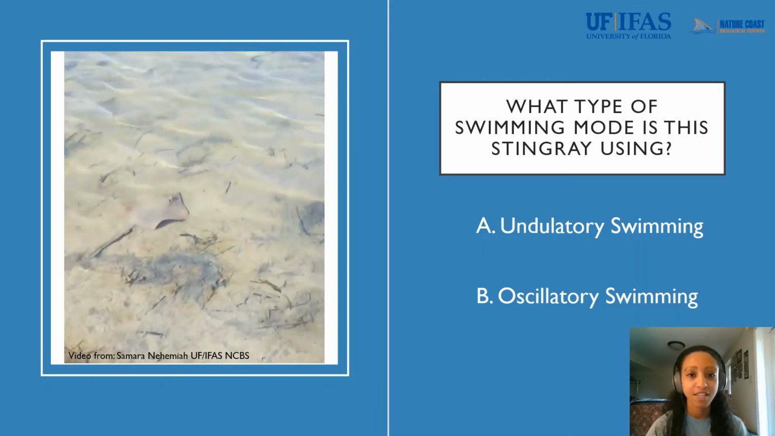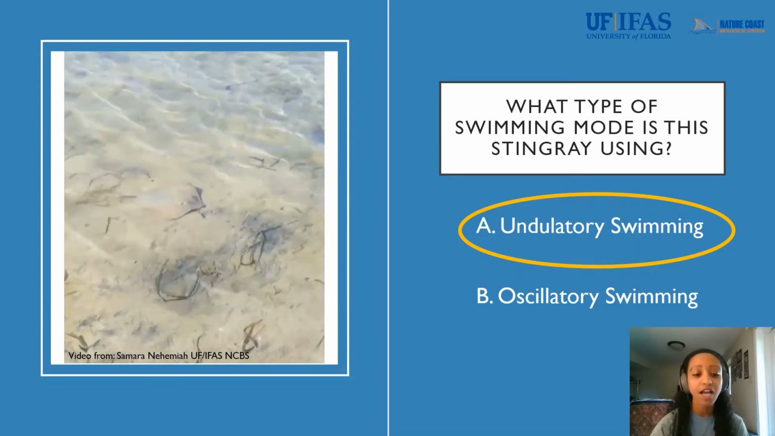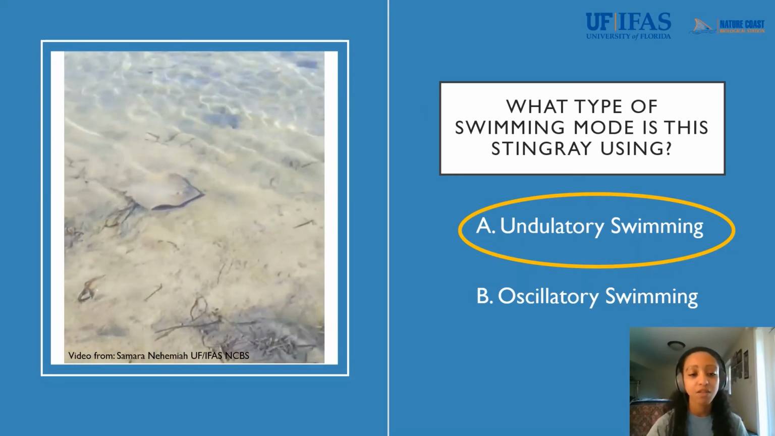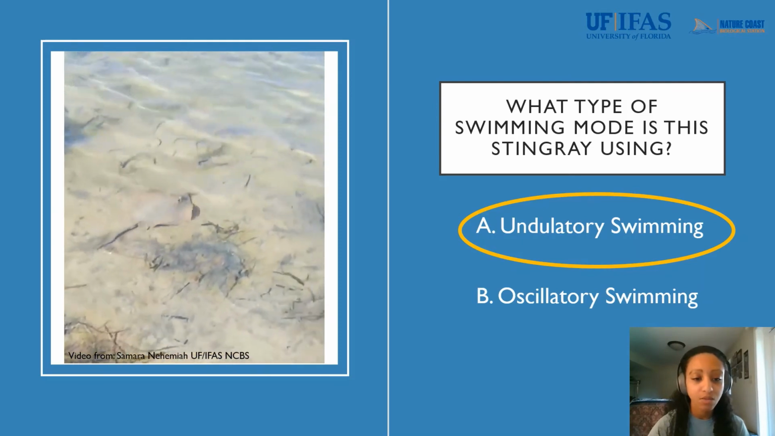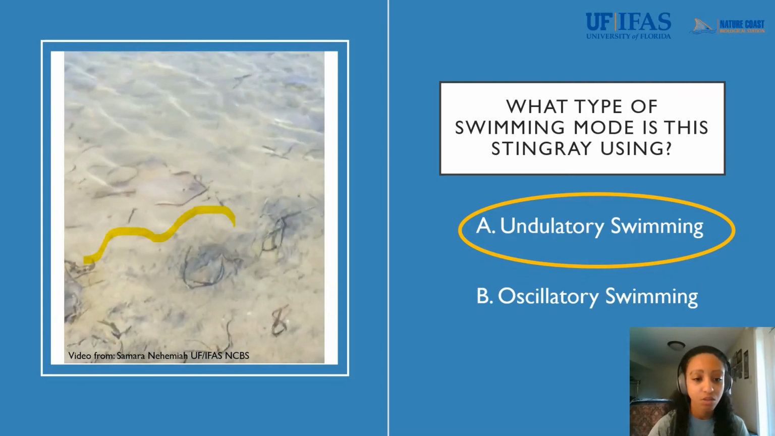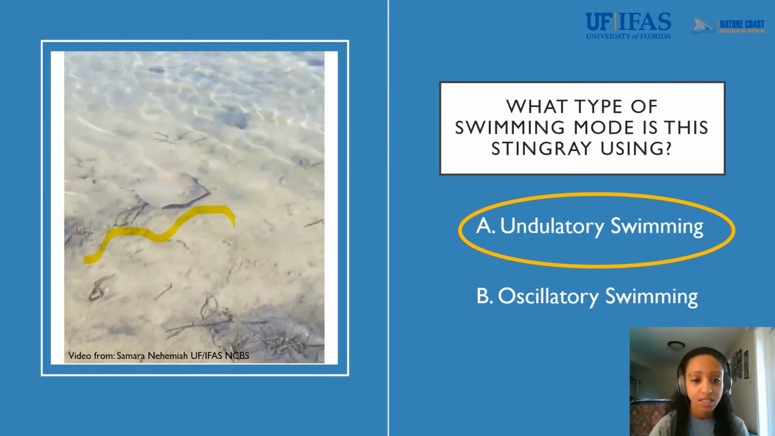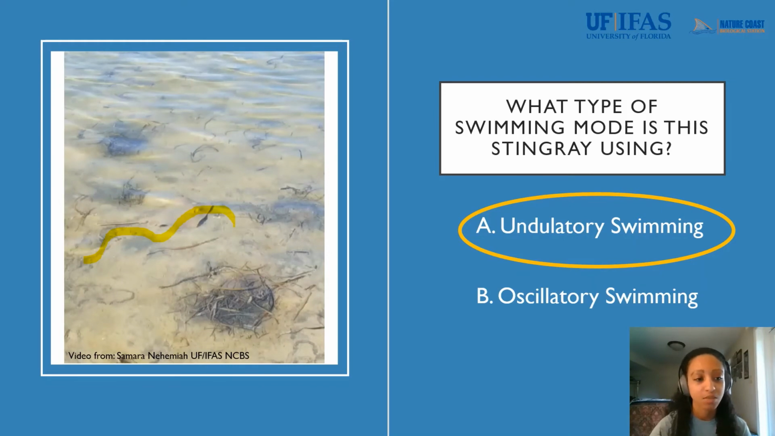All right, if you said undulatory swimming, you are correct. It's kind of hard to see, but if you look carefully, there's an S wave going through its dorsal disc, which are actually its pectoral wings. So good job to those of you that said it. Just wanted to challenge you.